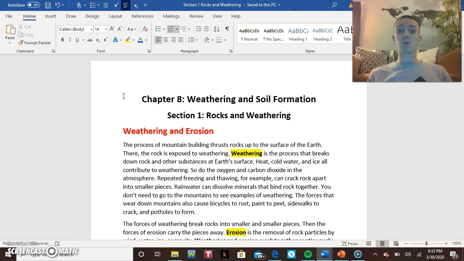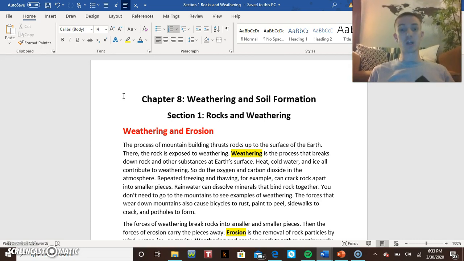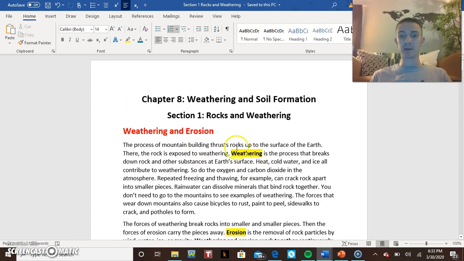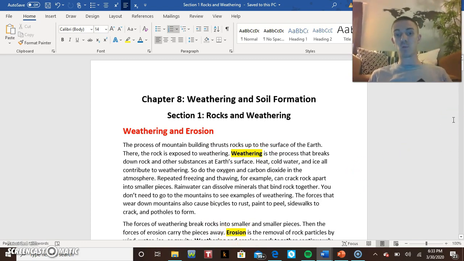All right, so what you're going to be doing for today, I have Chapter 8, Weathering and Soil Formation. Section 1, Rocks and Weathering. So starting with the basics, what are rocks? What is weathering? If we're going to talk about weathering and erosion, you should probably know what the word weathering means and what the word erosion means.